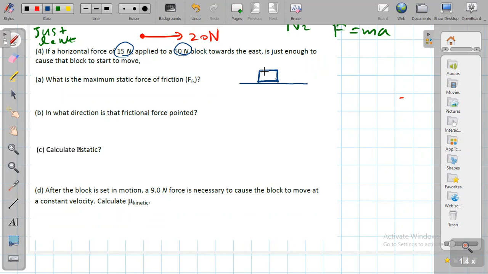A 50 Newton block means the weight of the block. The weight is 50 Newton, right? As a matter of fact, there is a reaction force that balances this 50 Newton. And this 15 Newton is just enough to overcome what? The resistive force. The resistive force is nothing other than, my friend, friction.